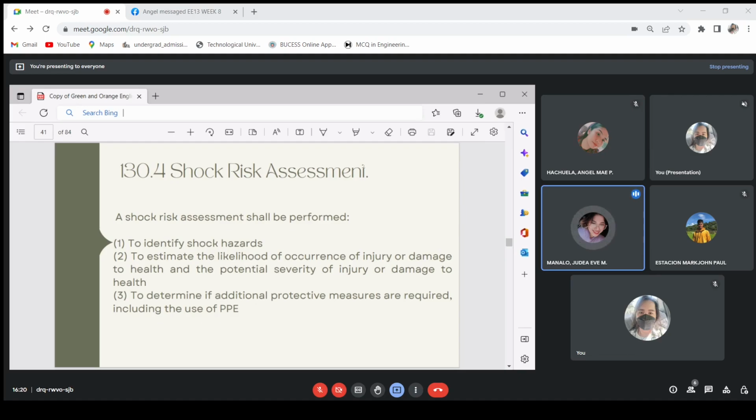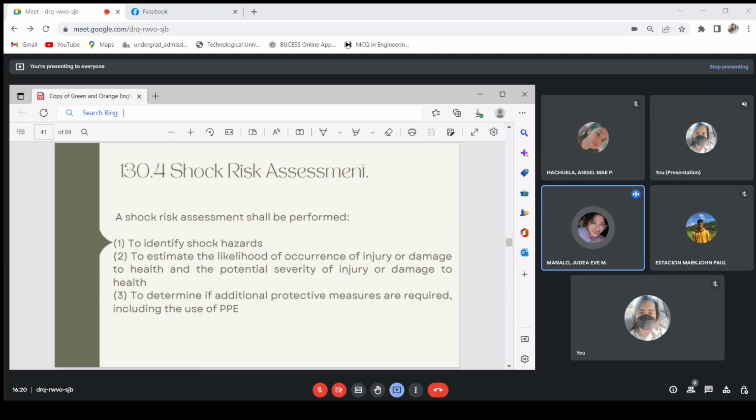And in Article 130.4, it's shock risk assessment. And this would tackle the occurrence of injury or damage to health and the potential severity of injury or damage to health, which shall be taken into consideration by your employer. And the number one would be to identify shock hazards. So, Article 130.4 says we need to identify the shock hazards, like power outlets, electrolytic cells, things like that.